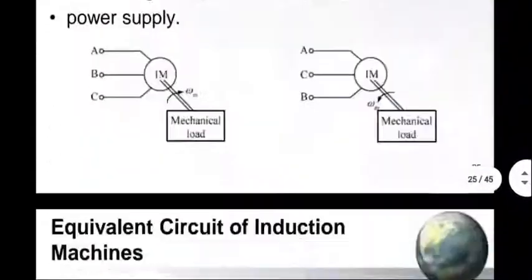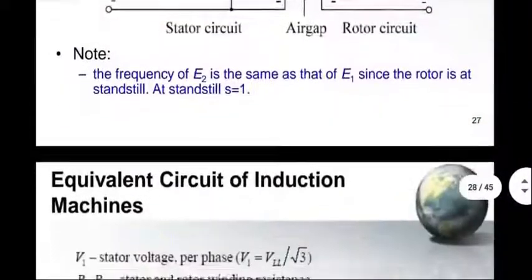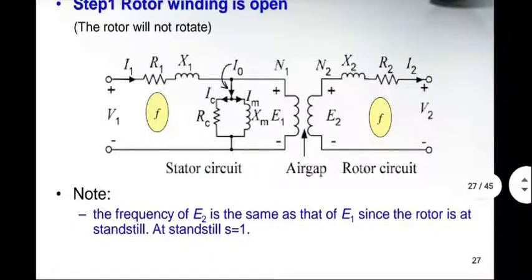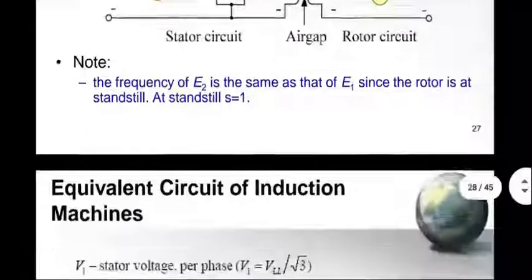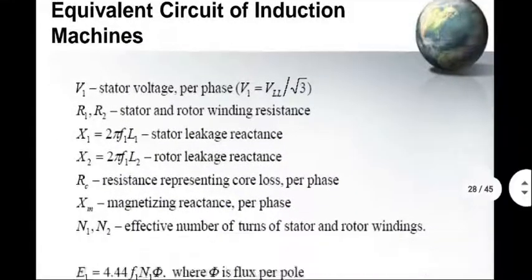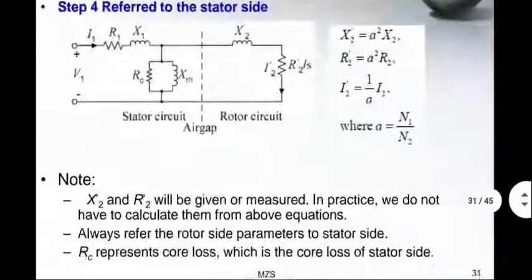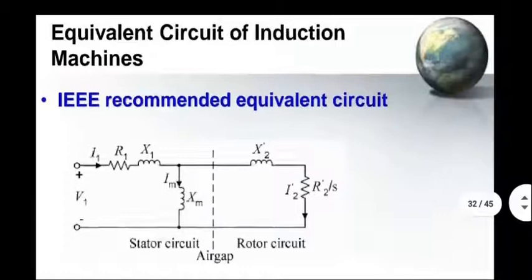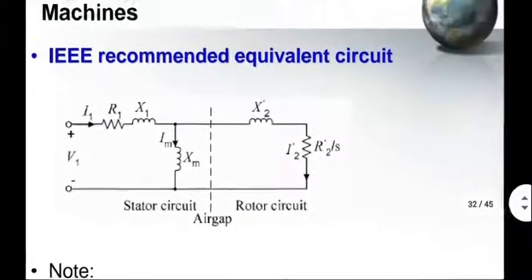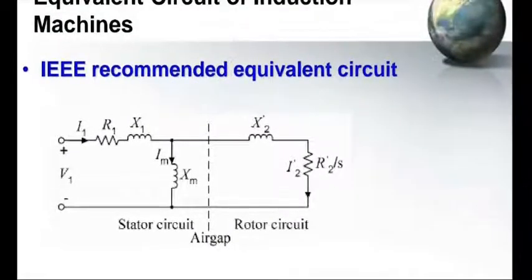Principle of operation, we have already gone through all this. Equivalent circuit, I have already done in my own notes. This author is also doing the same thing with slightly different notations. Yeah, this is the IEEE recommended circuit. I was showing it to you in my own notes as well. The resistive part has been broken into two different things.